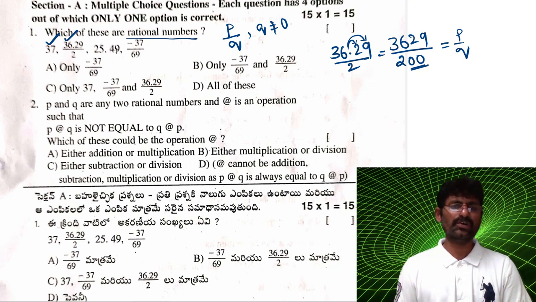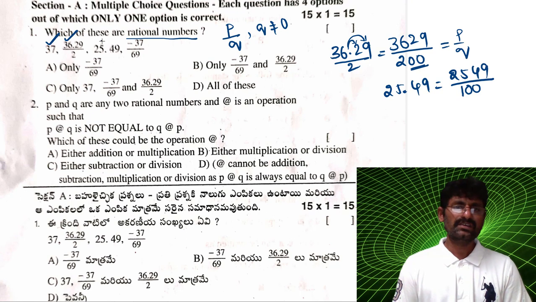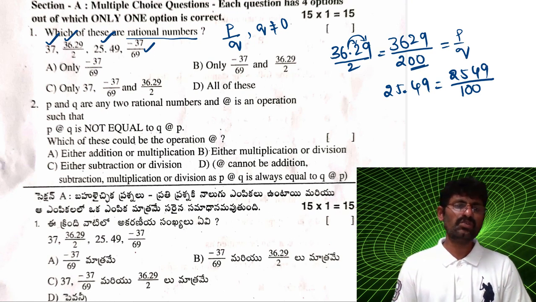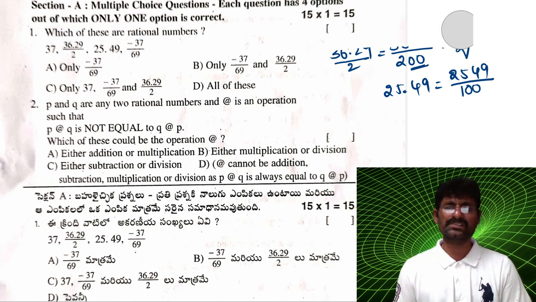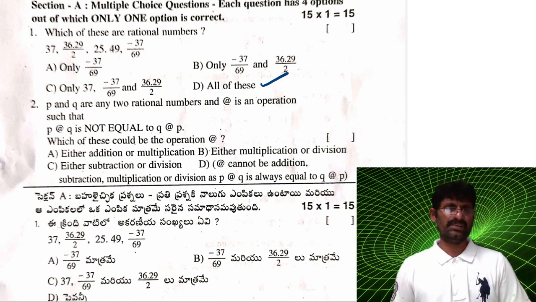Next we have 25.49. This can be written as 2549 divided by 1 followed by 2 zeros, since after the decimal point we have 2 digits. So clearly this is also in p by q form, so it is also a rational number. Now the last number is negative 37 by 69. This is already in p by q form, so this is also a rational number. So all the given numbers are rational numbers. So in this case, all of these is the correct option.